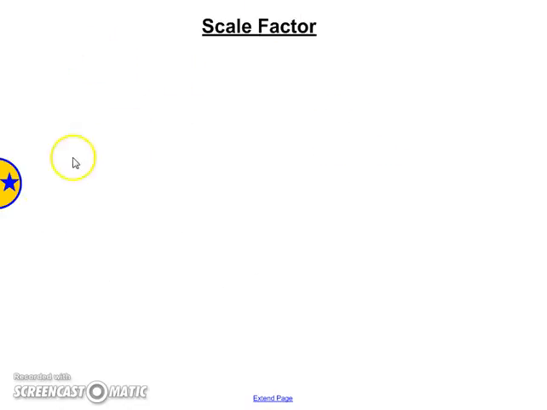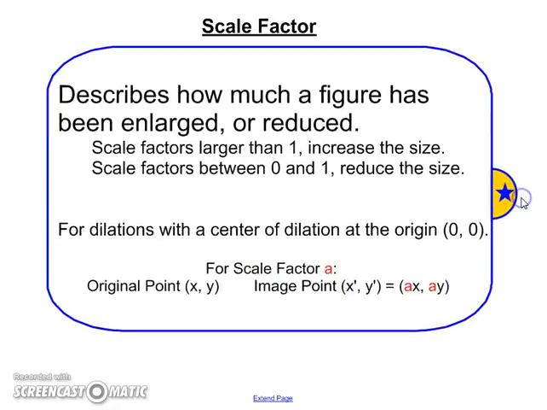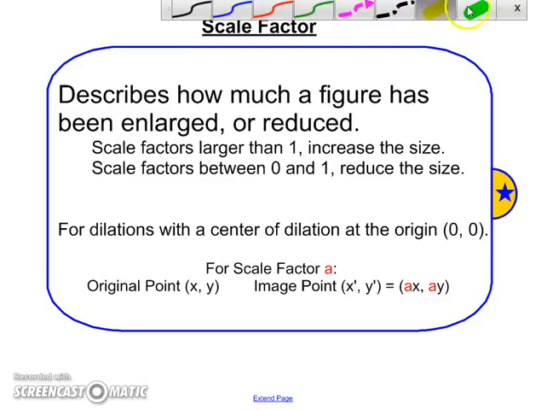All right, we're also going to talk about scale factor. Scale factor describes how much a figure has been enlarged or reduced. This is how many times larger or how many times smaller we're making a shape. Scale factors larger than 1 increase the size. Scale factors between 0 and 1 reduce the size. A scale factor of 1 would do nothing to it, because we know anything times 1 just keeps that thing the same. Now we're going to focus on what we call dilations with a center on the origin.